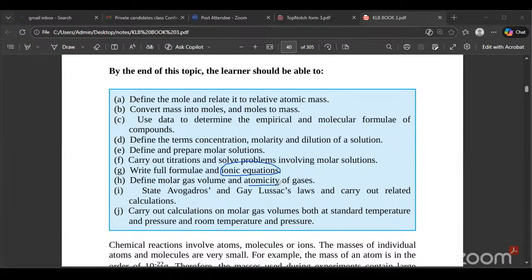Now, Avogadro's, they're studying Avogadro's and Gay-Lussac's law. That law normally confuses students. I'll tell you with what law, and then we'll also state that one. It is a different topic, but it is not the first time I've gotten students stating Gay-Lussac's law using another law. I don't know if it is the names, but the names are different. And then we have now to carry out calculations on molar gas volume.